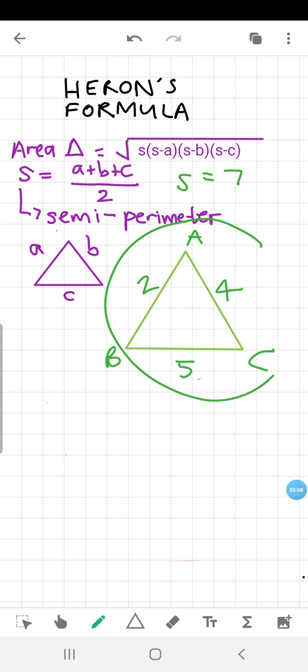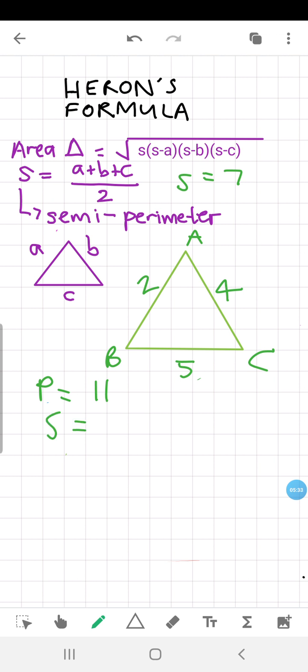So in this example, we have a triangle ABC and they've given us all three sides. So we know that all three sides added together will give us the perimeter. So let's work out the perimeter. The perimeter will be 2 plus 4 plus 5, which is 6 plus 5, which is 11. Now this over here is S, and it's called the semi-perimeter. Semi means a half. So the semi-perimeter is simply going to be P over 2, which is 11 over 2.